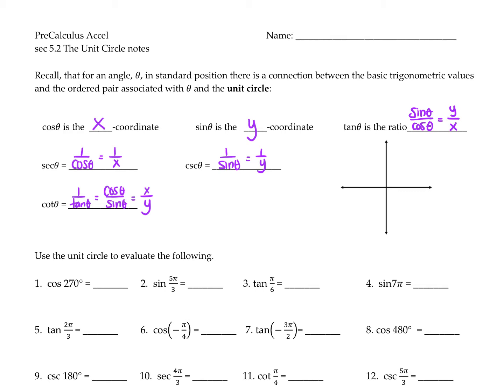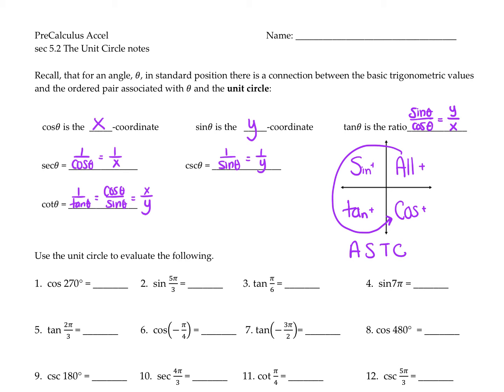When we think about where our different functions are positive versus negative, all functions are positive in this first quadrant. Sine is what's positive in the second quadrant. Tangent is what's positive in the third quadrant. And cosine is what's positive in the fourth quadrant. So there's a little acronym that helps us remember this.